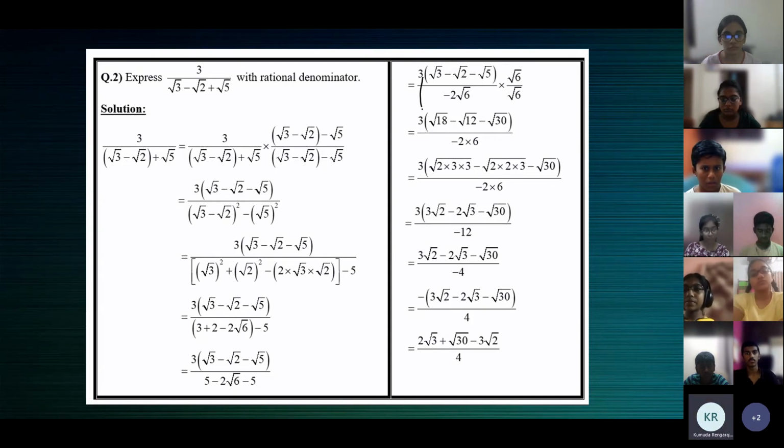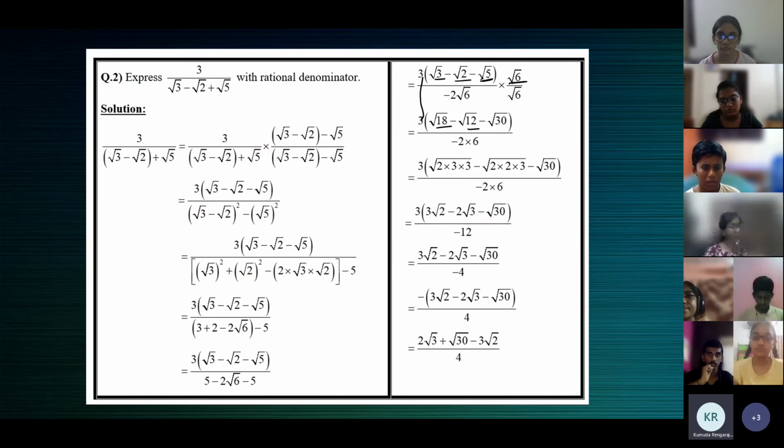So this 3 out here. Root 3 into root 6 is root 18. Root 2 into root 6 is root 12. Of course, my signs, you know what to put. Root 5 into root 6 is root 30. Divided by minus 2 into root 6 into root 6, which is 6.